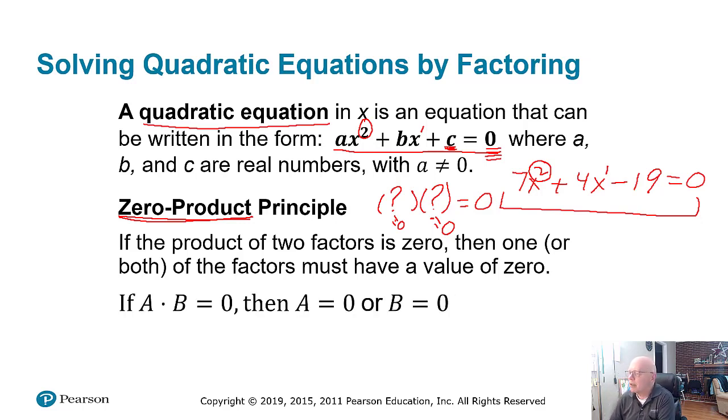Here's another way of putting it. We're multiplying A times B. A and B are numbers. We get a 0, and one of them has to be 0. We don't know which one.